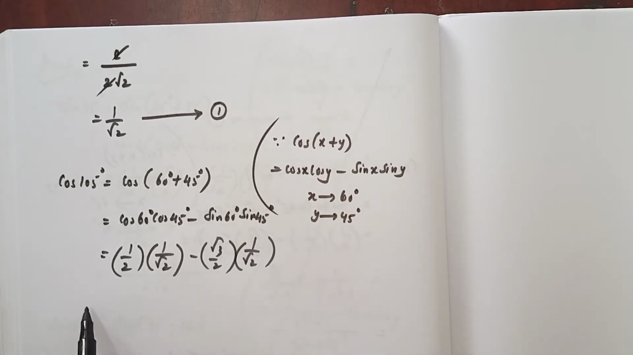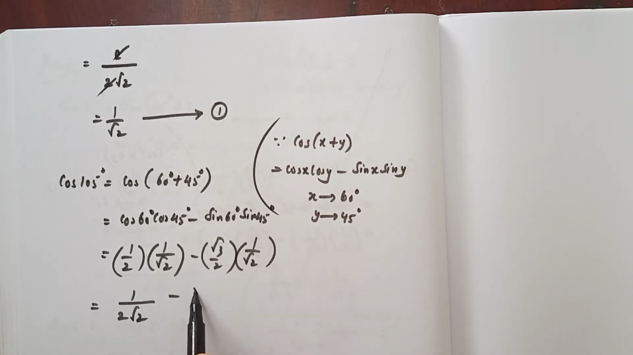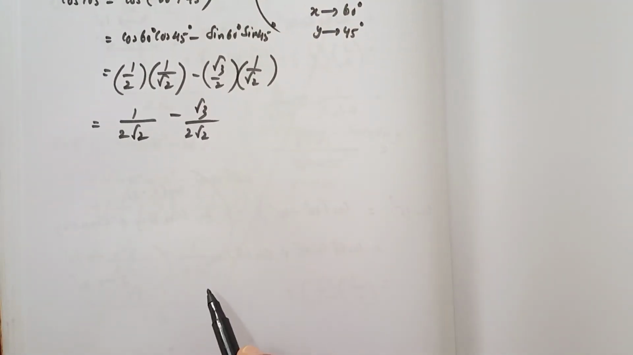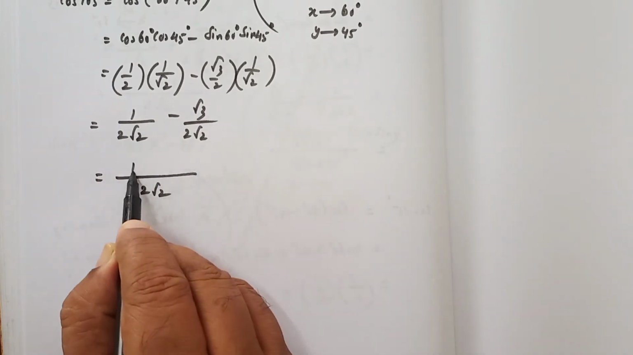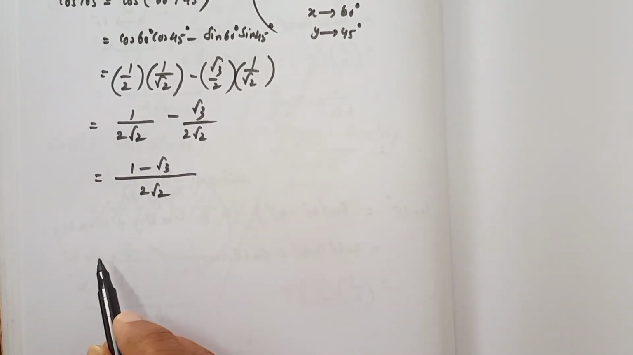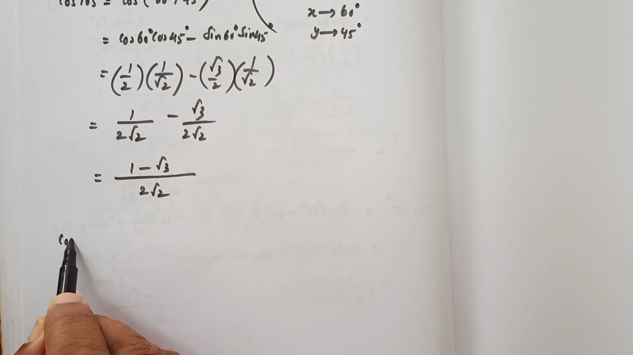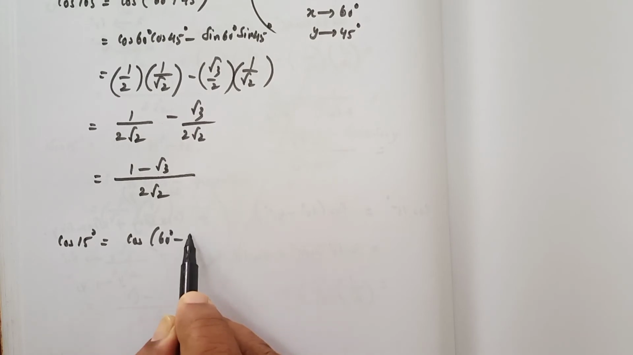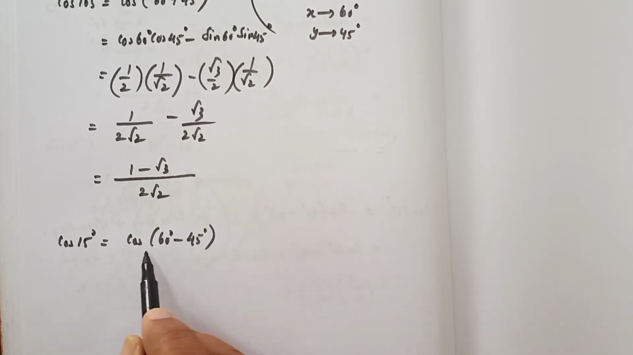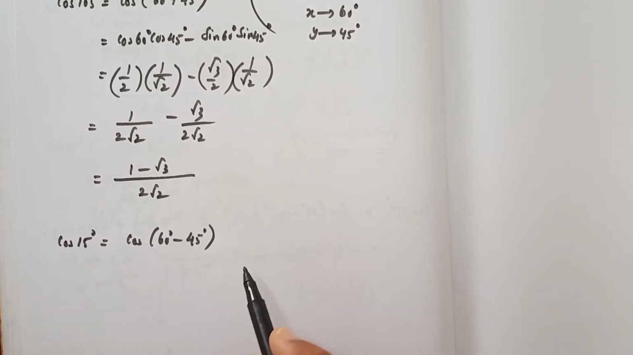Equals cos 60 value 1 by 2, cos 45 value 1 by root 2, sin 60 value root 3 by 2, and sin 45 value is 1 by root 2. That is equal to 1 into 1, 1 divided by 2 root 2, root 3 into 1 is root 3 divided by 2 root 2. That is equal to the common denominator 2 root 2, you write the numerator 1 minus root 3 as it is. Next you have to find cos 15 degrees. Cos 15 can be written as cos of 60 degrees minus 45 degrees. 60 minus 45 is equal to 15.